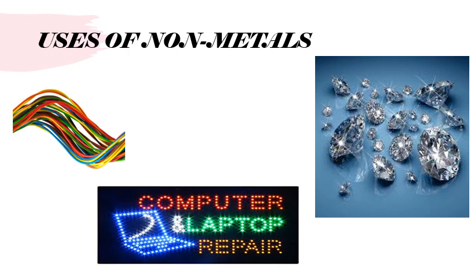Diamonds are used extensively in jewelry and for cutting and drilling tools. Neon is used for electric advertising signboards. So in this way we have finished our chapter metals and non-metals, where we have seen all the physical and chemical properties of metals and non-metals.